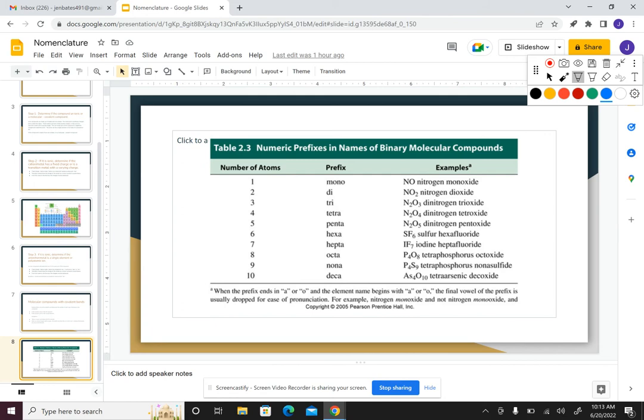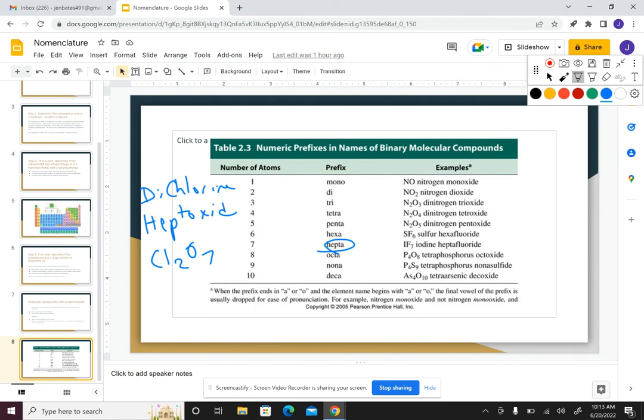So let's see if I've got dichlorine heptoxide. Okay, di means 2, so we're going to have 2 chlorine atoms and oxygen. Hept is 7 right here, hepta, but we can drop the A because it's in front of an oxygen, and it would be O7.